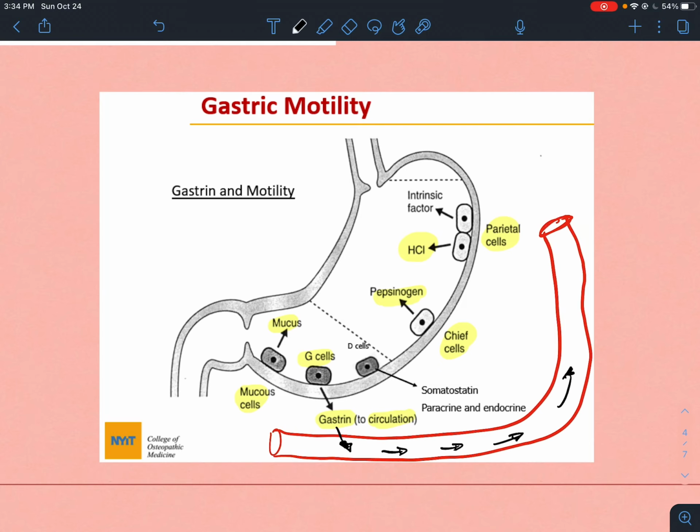Well, what's interesting about gastrin is that it actually feeds back onto the stomach itself to increase the secretion of those gastric glands to make even more gastric juice. In other words, it's a mechanism to increase gastric motility and secretion.